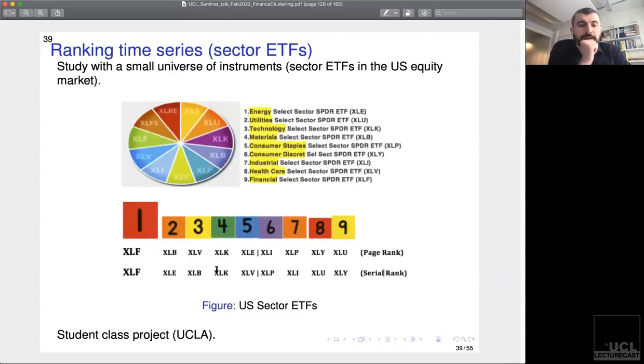And this is what I did many years ago that kind of started me on this. Around 2014, I was teaching a data science class at UCLA, and I gave a mini project to a couple of students to look at a universe of only 10 stocks.